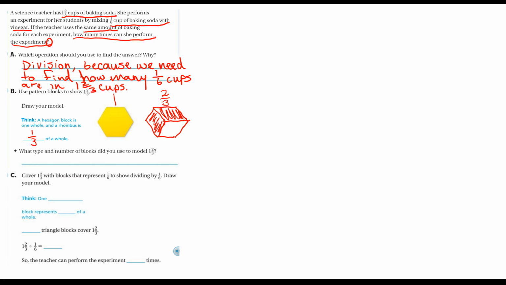What type and number of blocks did you use to model 1 2/3? So we don't have the actual blocks to model this, but we still can see we used 1 hexagon and 2 rhombus.